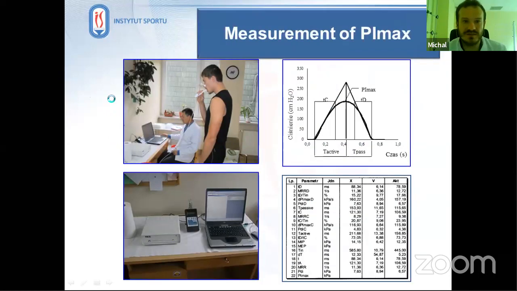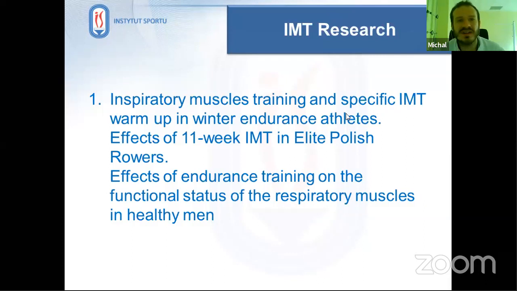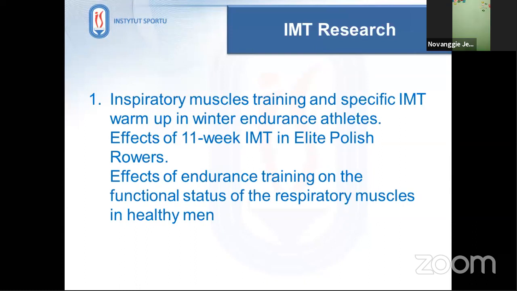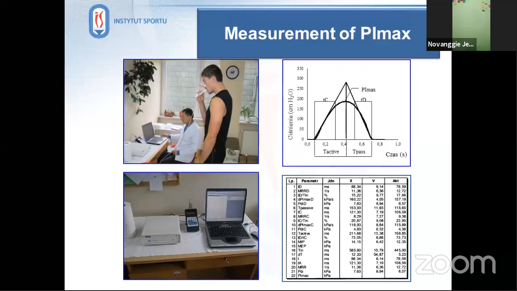about inspiratory muscles, inspiratory muscle training, and specific inspiratory muscle training warm-up in winter endurance athletes. Second research was effects of 11-week inspiratory muscle training in elite Polish rowers. And third research was effects of endurance training on the functional status of the respiratory muscles in healthy men. So first two research were done on the high performance athletes preparing for Olympic Games in rowing.